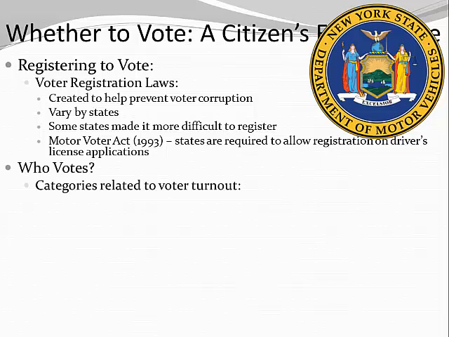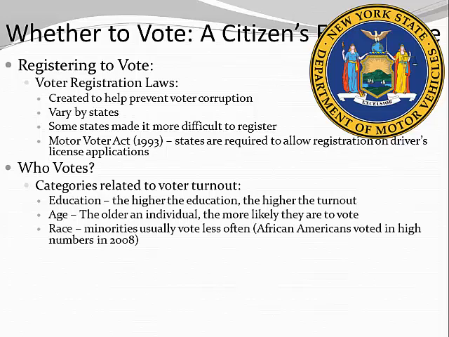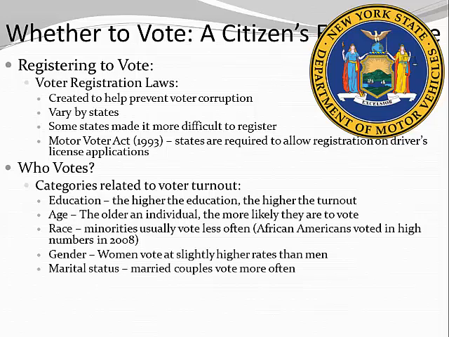So who votes? Well, you should definitely be familiar with these categories related to voter turnout. 1. Education. This is something I've talked about in many chapters before. The higher the education, the higher the voter turnout. Age. The older an individual, the more likely they are to vote. And race. Minorities usually vote less often, although African Americans voted in very high numbers in the election of 2008. When it comes to gender, women vote at slightly higher rates than men, and married couples vote more often than those that are single. And government employees, finally, vote more often as well than other individuals.